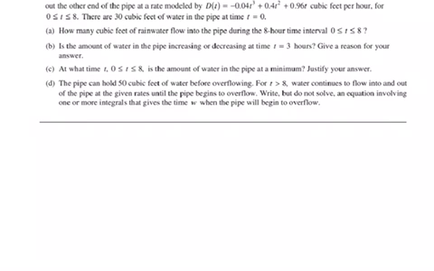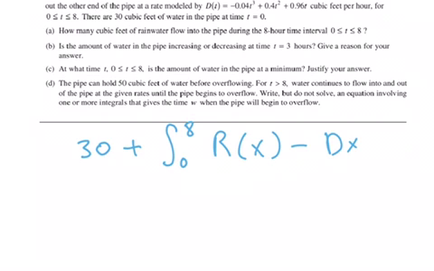So, it is talking about the entire process. If we write an equation of that, that would be 30, the initial, plus the integral from 0 to 8 of how much water is being pumped in minus how much water is coming out. And this is the equation that represents this.